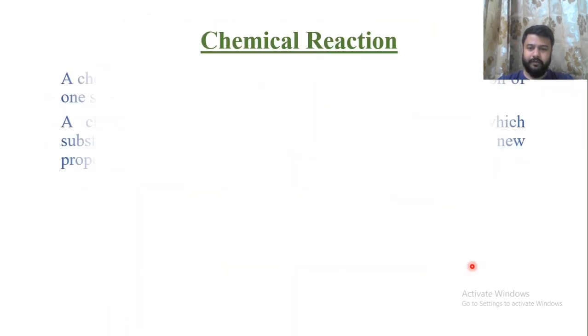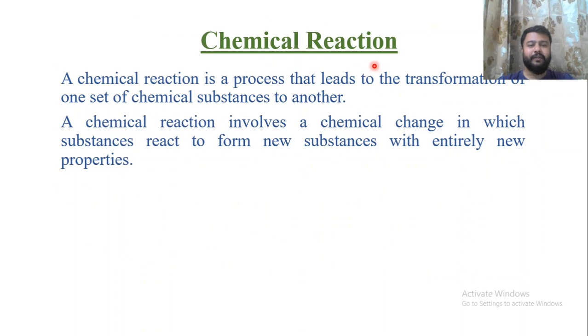Okay, moving further, what is a chemical reaction? A chemical reaction is a process that leads to the transformation of one set of chemical substances to another. In simple language, a chemical reaction involves a chemical change, that is, the production of a new substance, in which substances react to form a new substance with entirely new properties. So during a chemical reaction, the reactants react with each other and form a product which has totally different properties from those of the reactants.